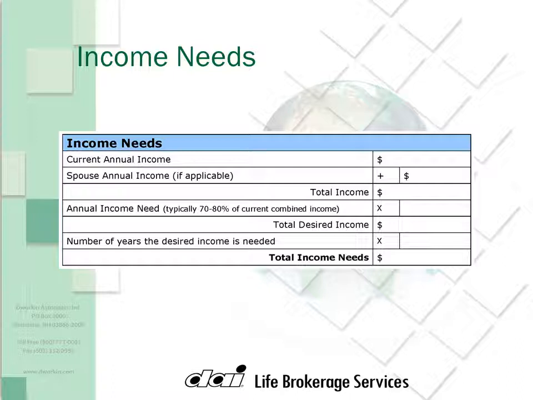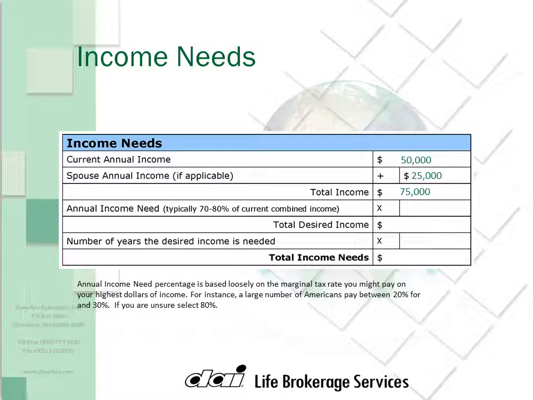Let's begin by entering in the amount of the proposed insured's annual income and the spouse's annual income if applicable. The percent you select for the annual income need is based loosely on the marginal tax rate you might pay on your highest dollars of income. For instance, a large number of Americans pay between 20% and 30%. If you are unsure what your marginal tax rate is, select 80%.